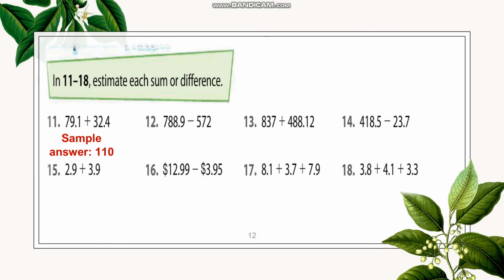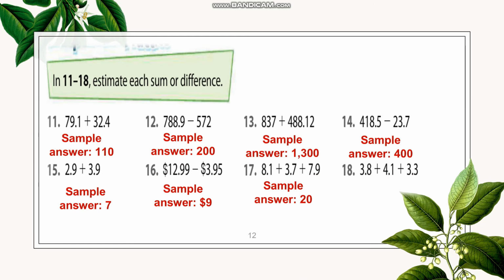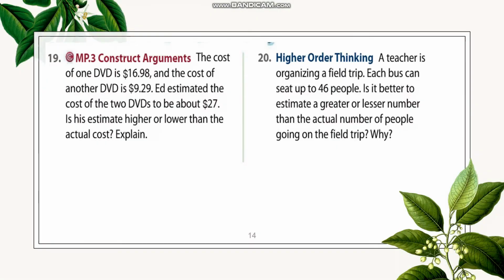The possible answer for number 12 is 200. The possible answer for number 13 is 1,300. Number 14, the possible answer is 400. Number 15, possible answer is 7. Number 16, possible answer is 9. Number 17, possible answer is 20. Number 18, possible answer is 11. Let's proceed to the mathematical practices and problem solving.